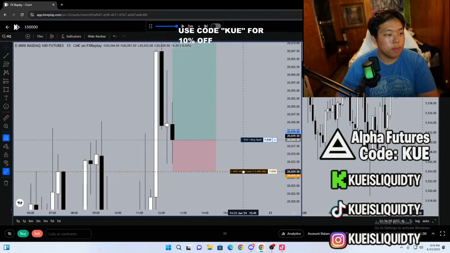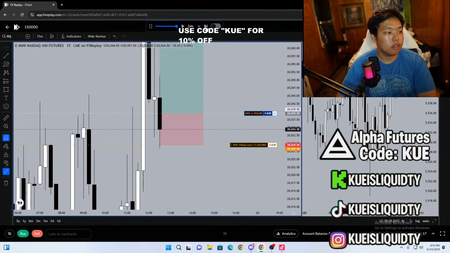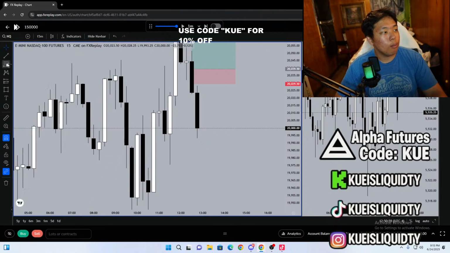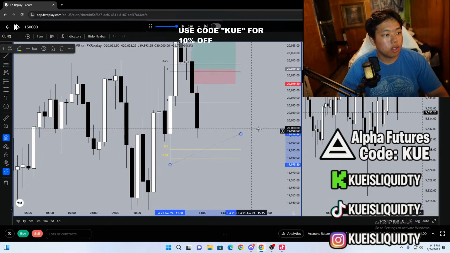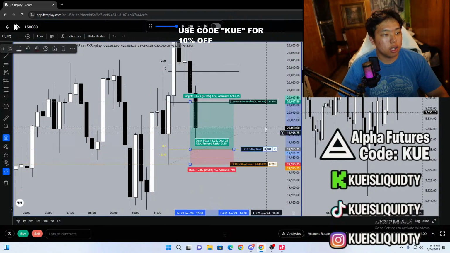Because we would have respected the 50% mark of this range. Let's see what happens. Okay, we get stopped. We get stopped. But we keep going. Let's see if this rejection block here holds.